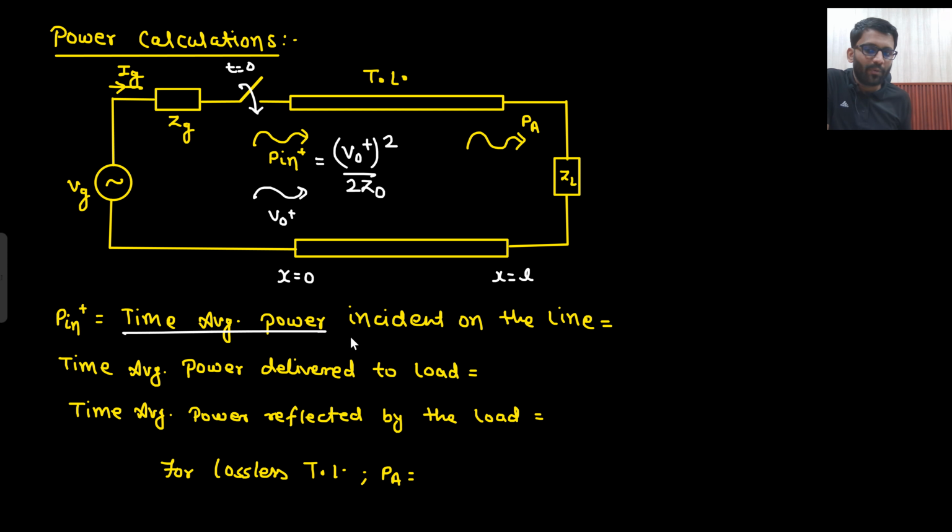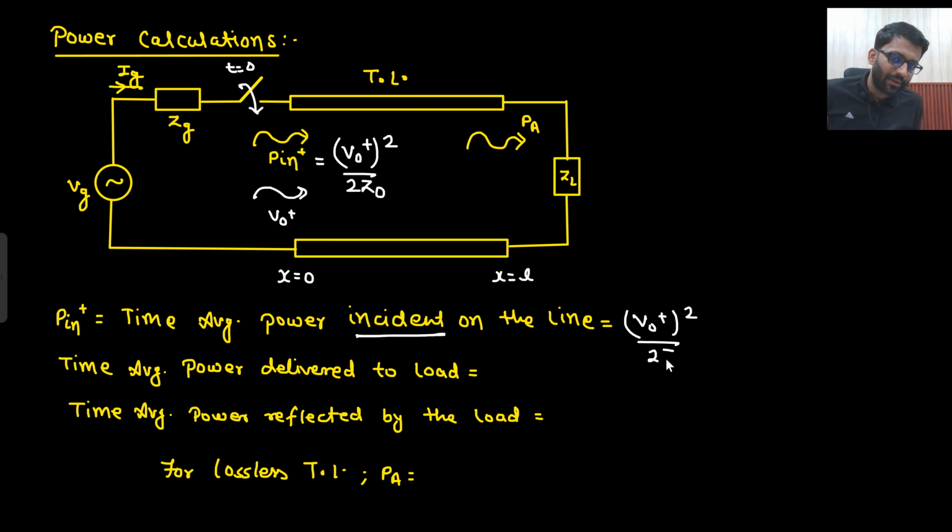I hope you remember what we mean by time average power. That means Poynting power. In Poynting theorem we studied about it. So this is that time average power incident on the line. Okay, the name is very important. This word is very important: incident. Why am I calling it incident? Because just as the switch is closed, this much power came into action. What is that? This is equal to V naught plus square divided by 2 Z naught.